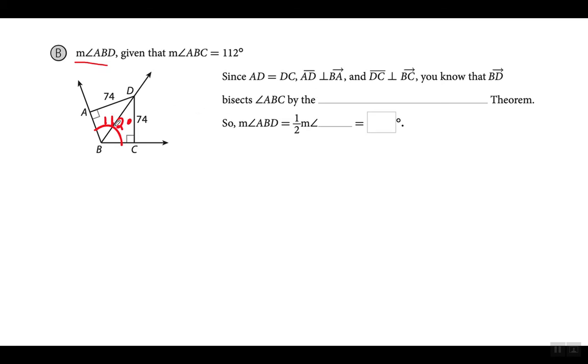Okay, so basically, look up here a second, look at point D. Notice that the distance from D to A is 74, and the distance from D to C is also 74. That means that this ray is the angle bisector, so each one of these angles has to be 112 divided by 2, which is going to be 56 degrees.